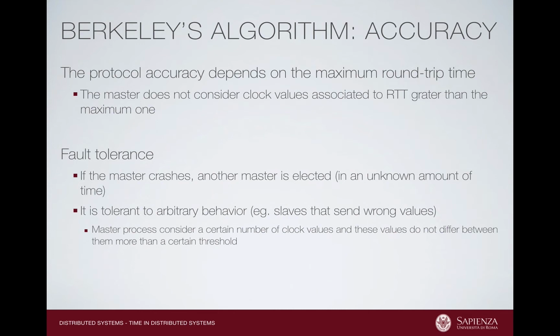And this algorithm tolerates some kinds of arbitrary behavior, because if a slave sends a value that is too far in the future or really in the past, what you do is just filter that value out when you compute the average. So it's more or less failure tolerant to Byzantine clients.